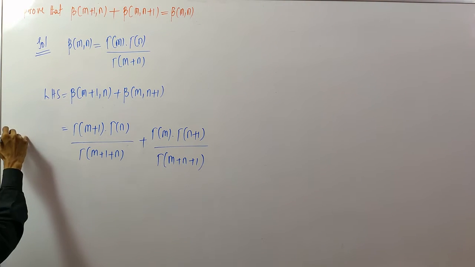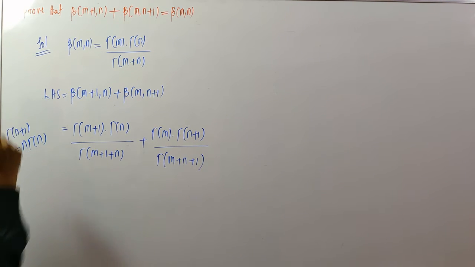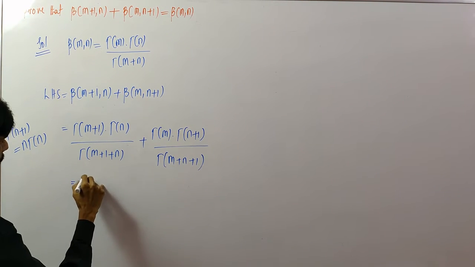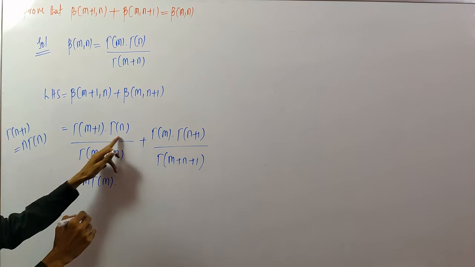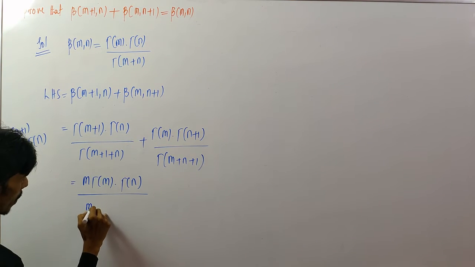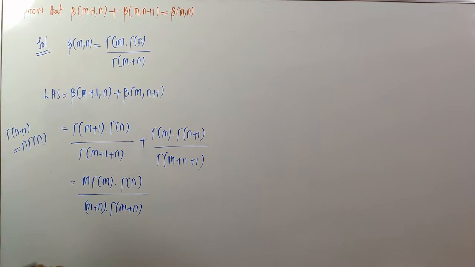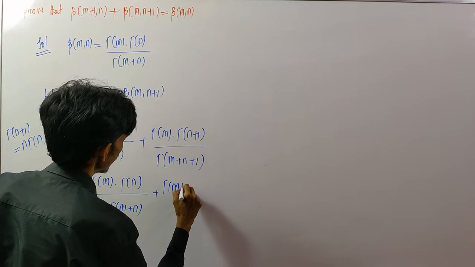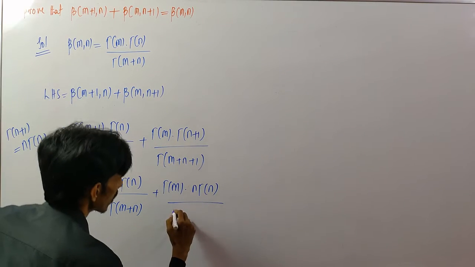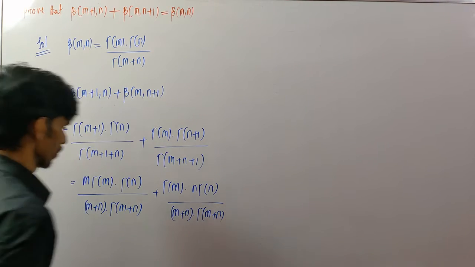We know that gamma of n plus 1 value is n gamma n. Applying that formula here, this will become m gamma m into gamma n divided by m plus n into gamma of m plus n, leaving this one, plus n gamma m into gamma n divided by m plus n into gamma of m plus n.